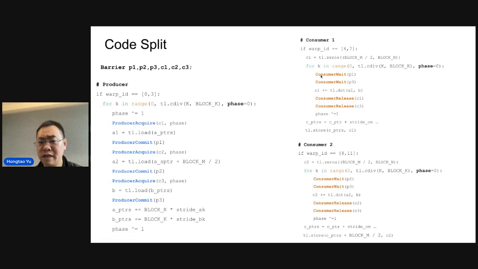And on the consumer side, it's trying to acquire the buffer once it has data ready there, and it does that through the consumer wait primitive. And once it gets data, it continues the computation, and when the computation is done, it releases the buffer. Then it goes back to the producer. If the producer is still in the second loop iteration, it needs to wait for the consumer to release. And once the consumer has released, it continues to populate the buffer with new data.